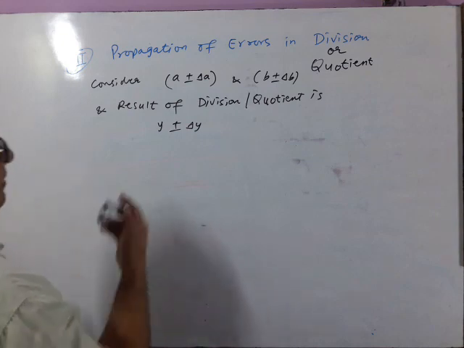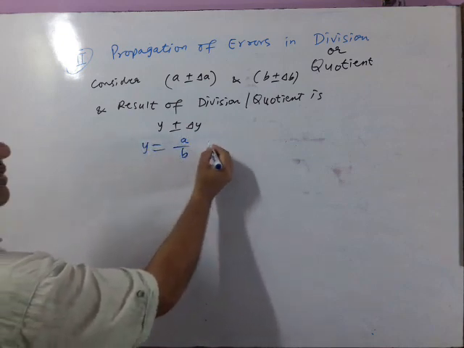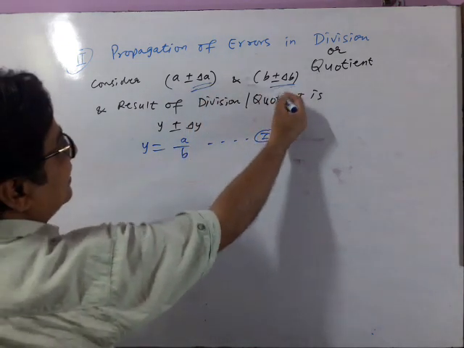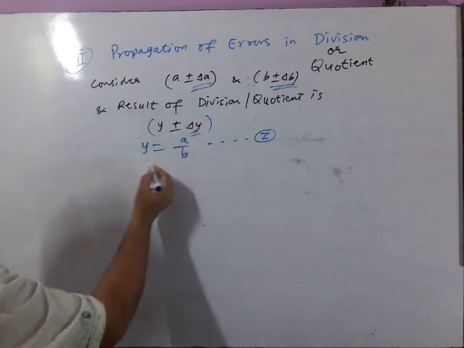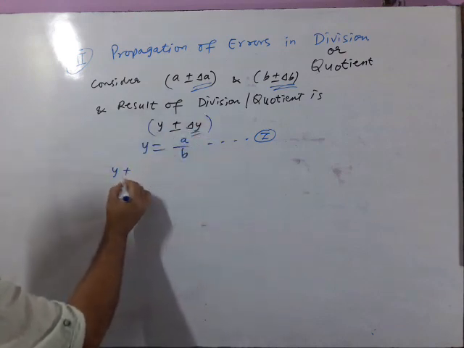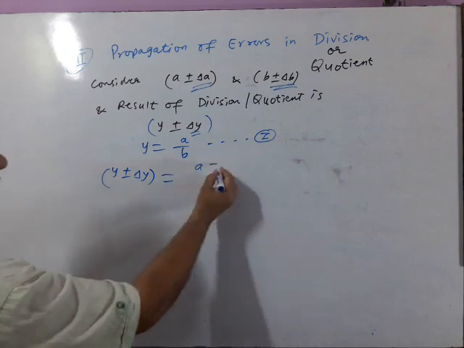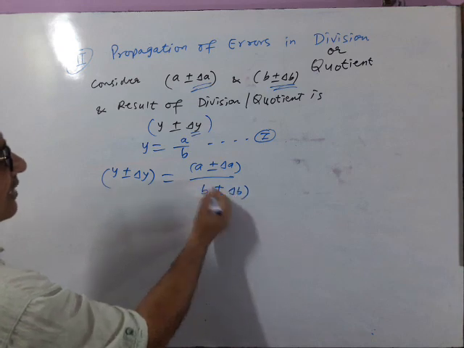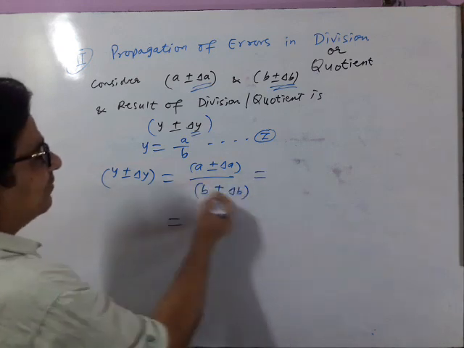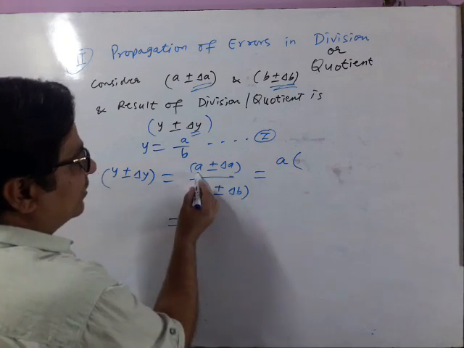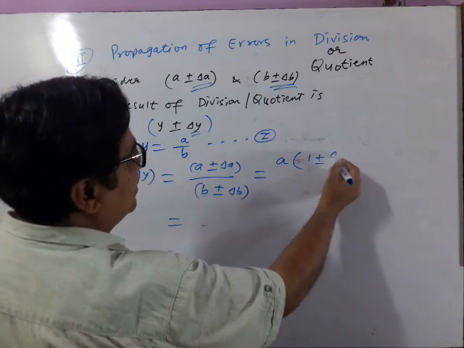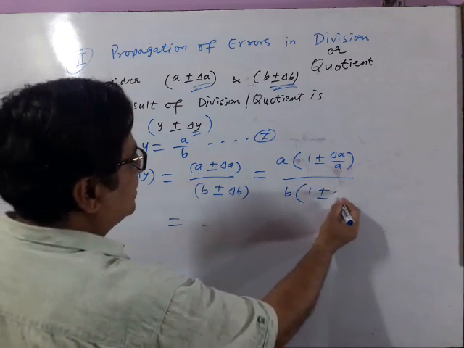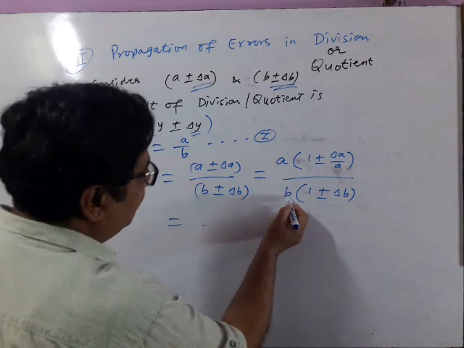You know how to divide. Y is A upon B. Now we are dealing with this division with errors. So write the whole values of y, A and B. So y is y plus minus delta y, A is A plus minus delta A, and B is B plus minus delta B. Take common A and B. In the numerator you take A outside, it is 1 plus minus delta A by A. In the denominator take B outside, 1 plus minus delta B by B, A upon B.